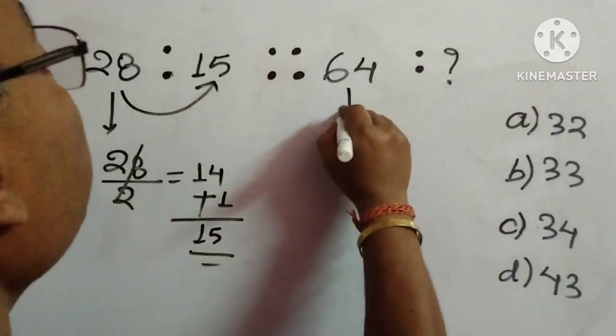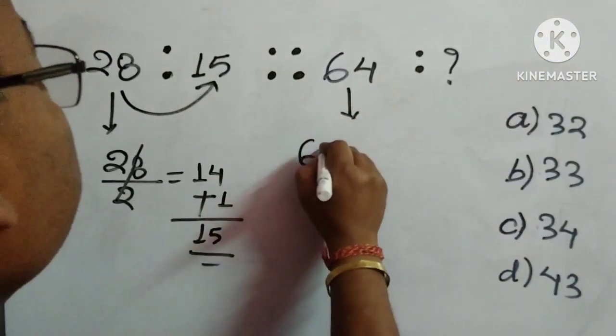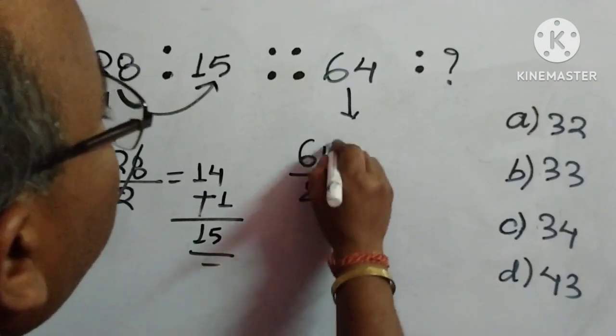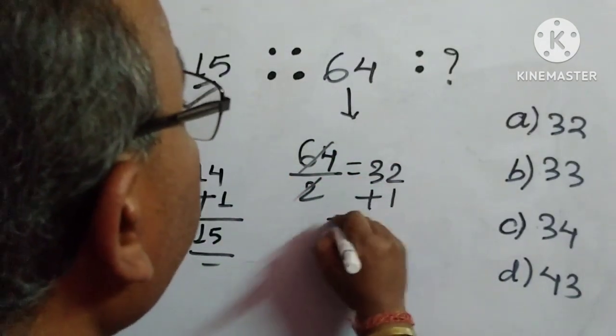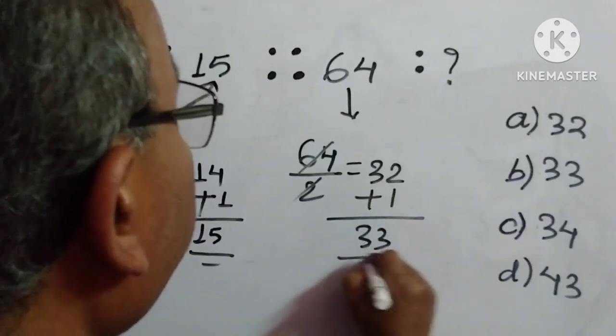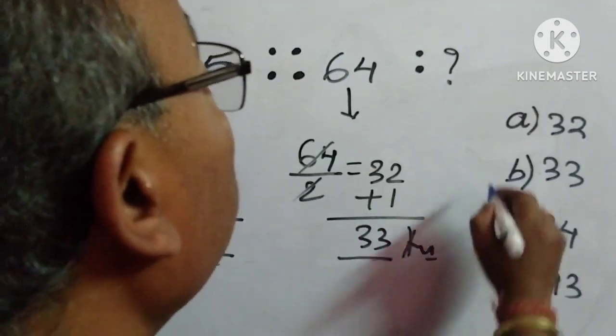So we will implement the same over here. So we will pick 64 and divide it by 2. So this is 32 and add 1 to it. So this is 33. So 33 is the answer, option B.